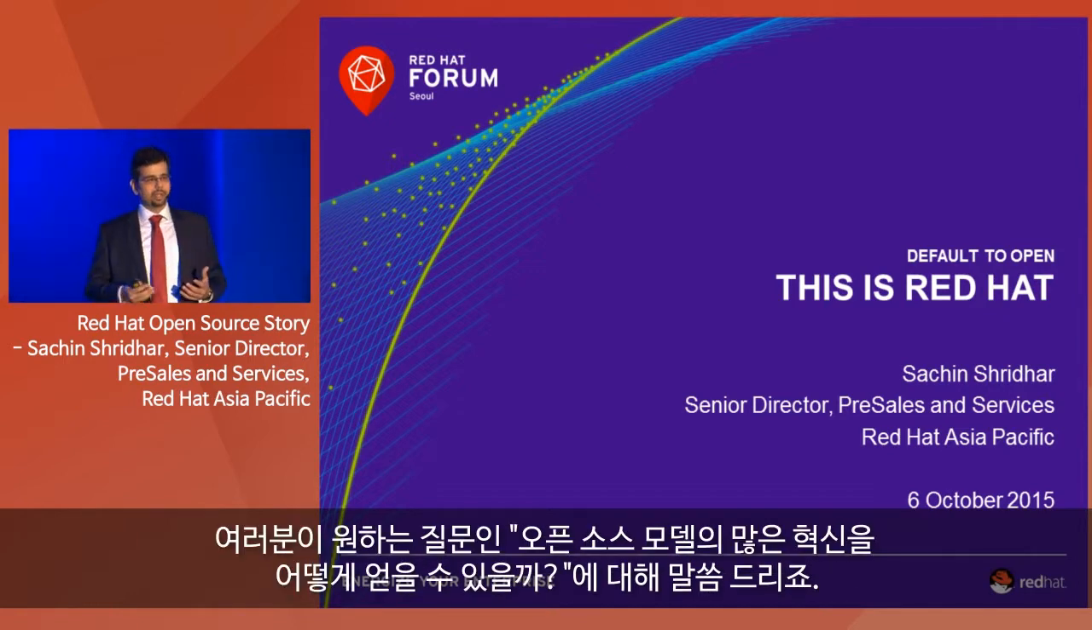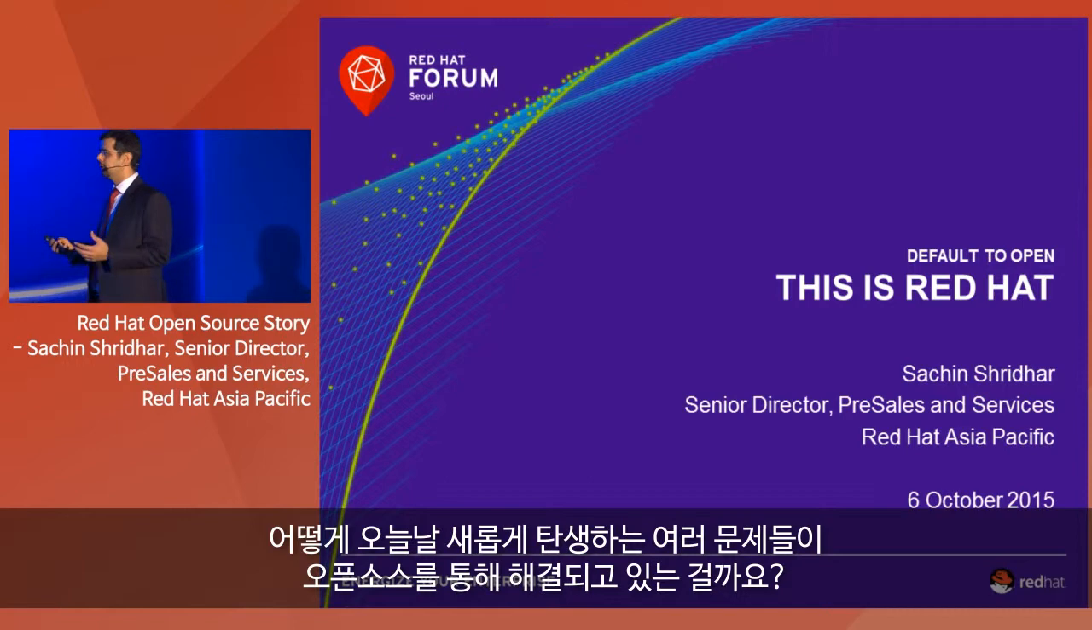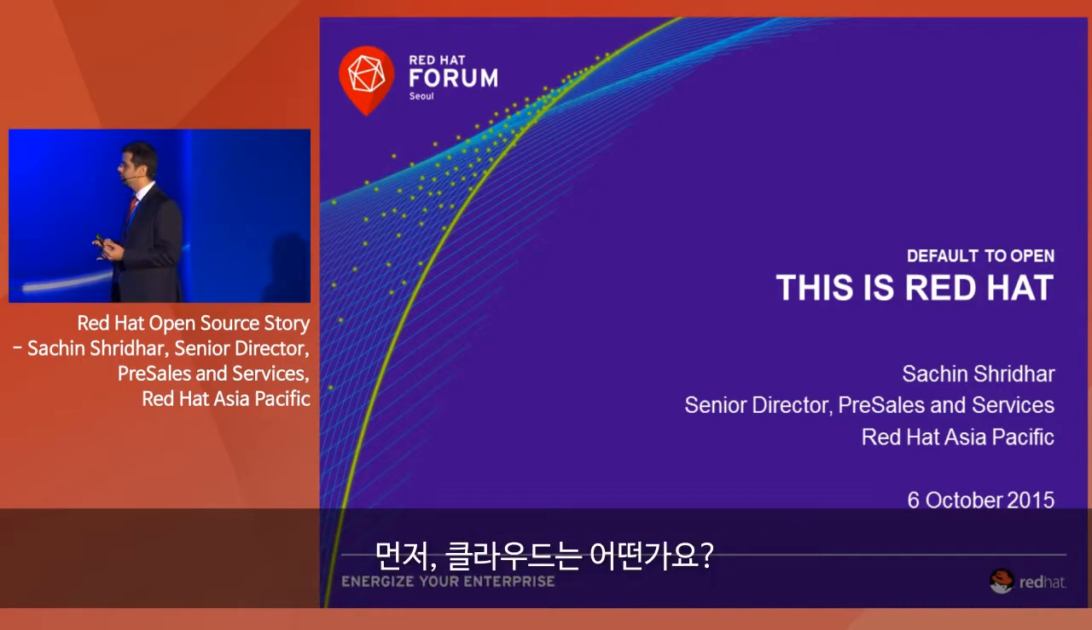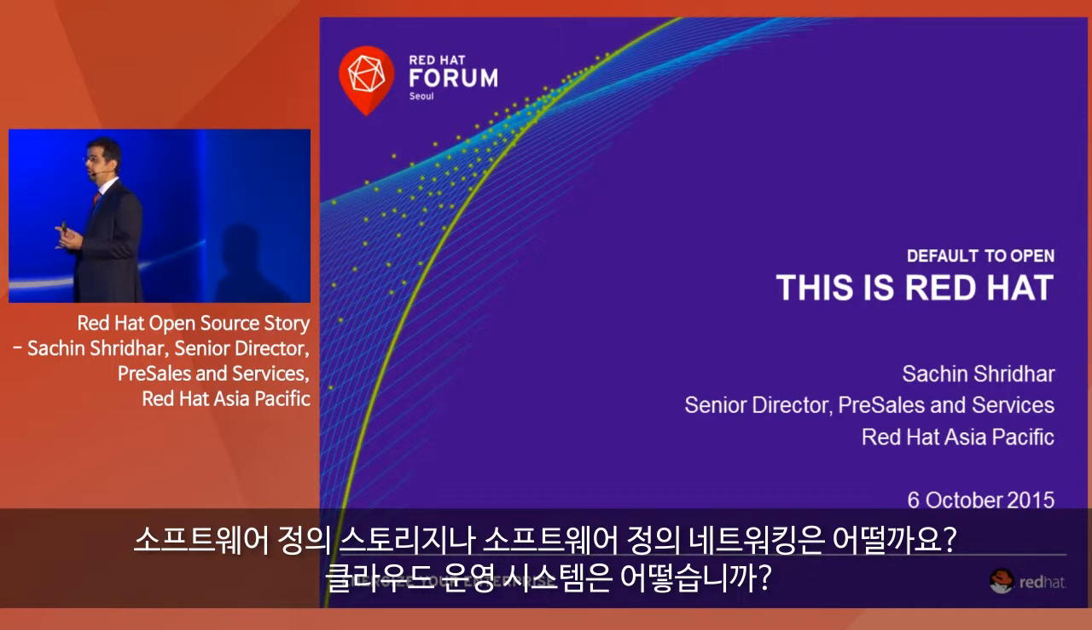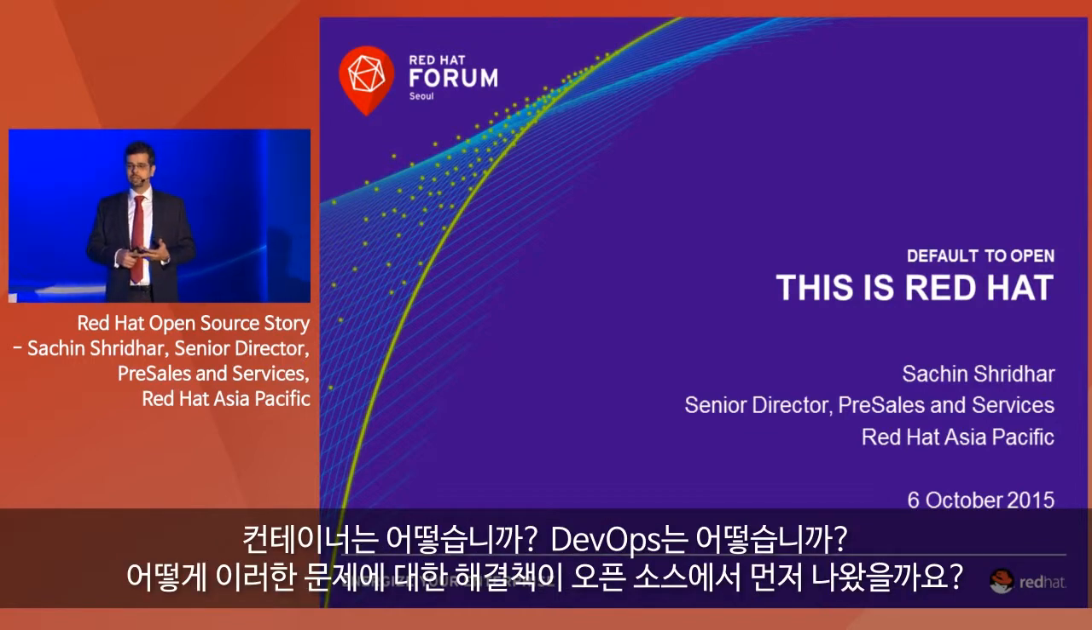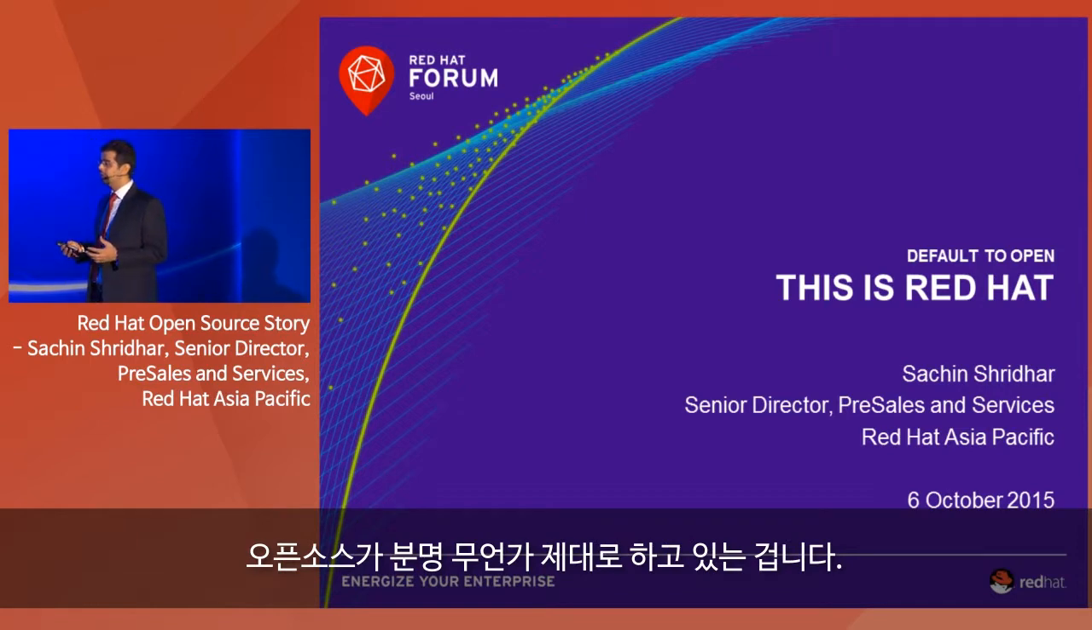The question that I hope some of you have is, how do we get so much innovation of the open source model? How come all the new problems that are getting solved today are being solved by open source first? How did cloud, how did software-defined storage, how did software-defined networking, how did cloud operating systems, how did containers, how did DevOps, how did the solutions for these problems come out of open source first? There must be something that open source is doing right.